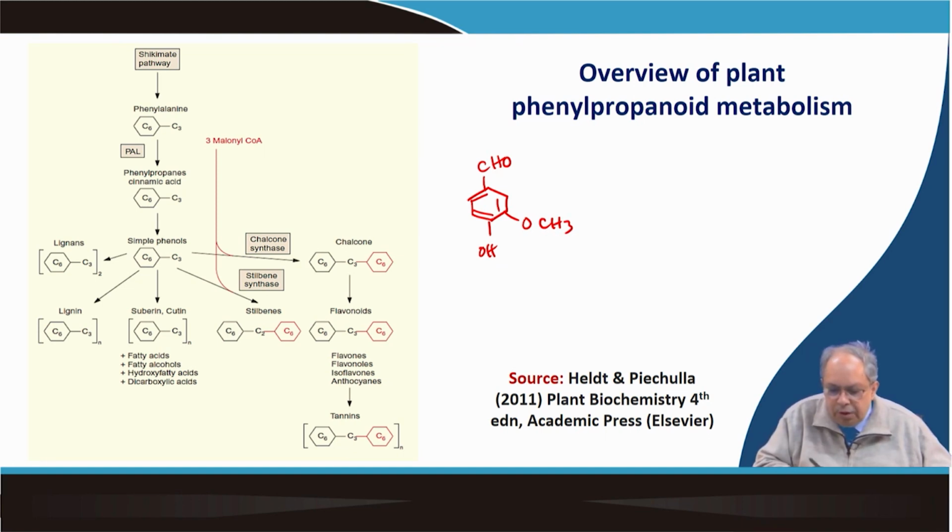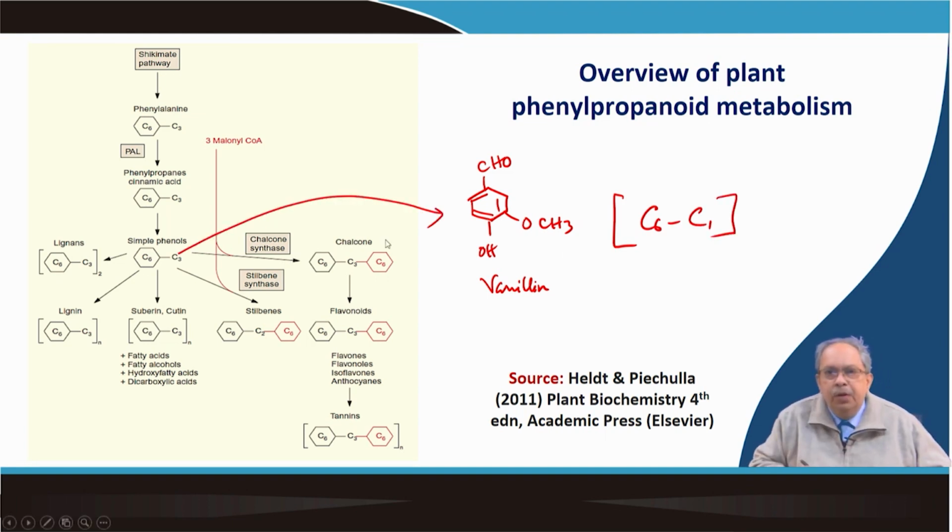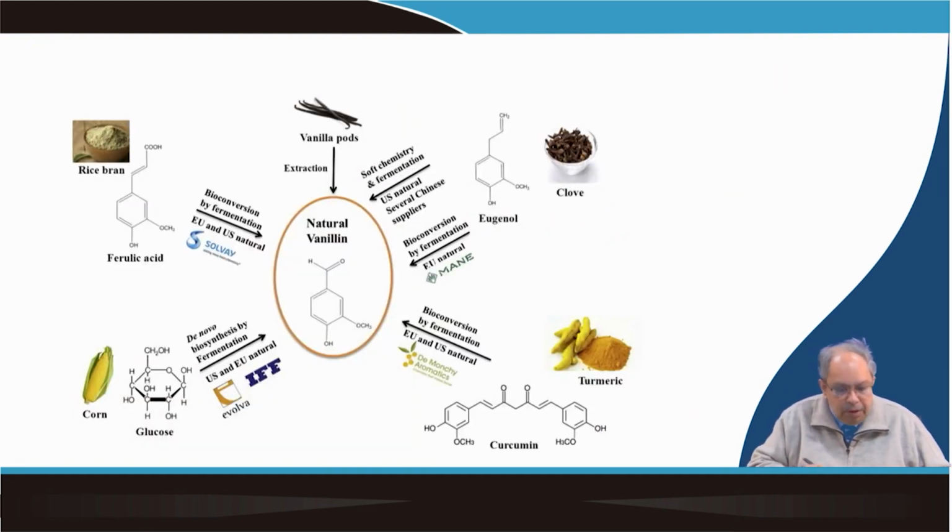This is 4-hydroxy 3-methoxybenzaldehyde, which is vanillin, and this is originally a C6C1 compound. So, that also produces from C6C3. So, it all starts with the basic phenylpropanoids, and then there will be chain cleavage. So, we are going to see that.